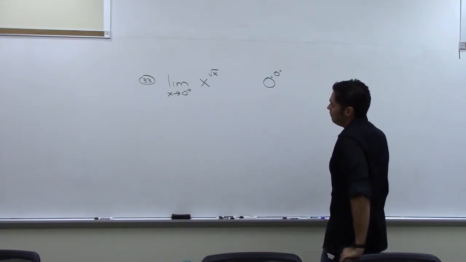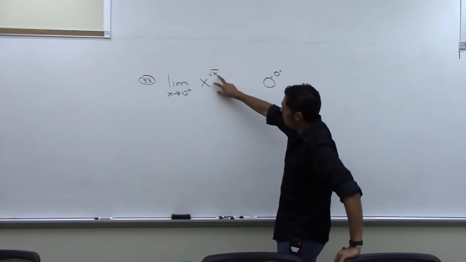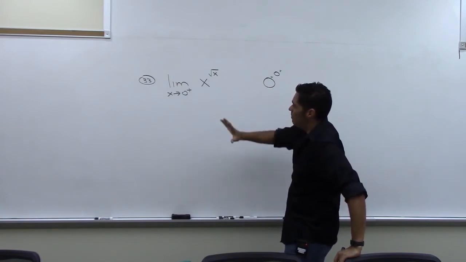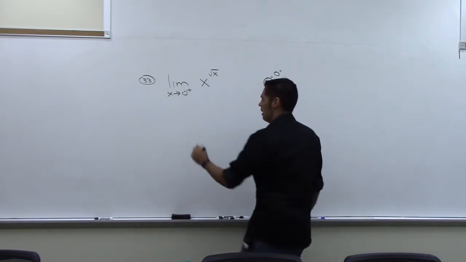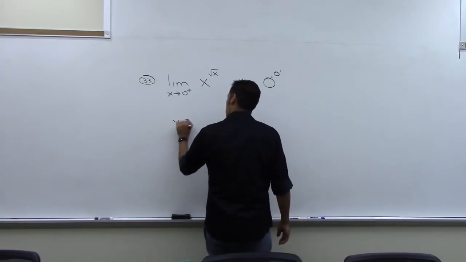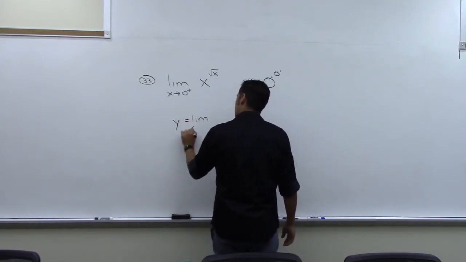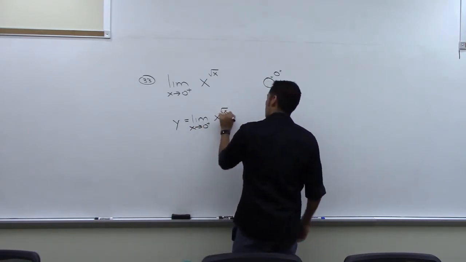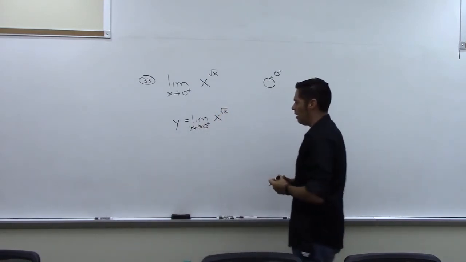But because both the base and the exponent are functions of x, we're not going to be able to handle this the way we have in the past. We have to do something special, and this is what I showed in class. We call this limit, we just call it something. Let's call it y. We want to know what y is, right? Y is what we want to figure out.